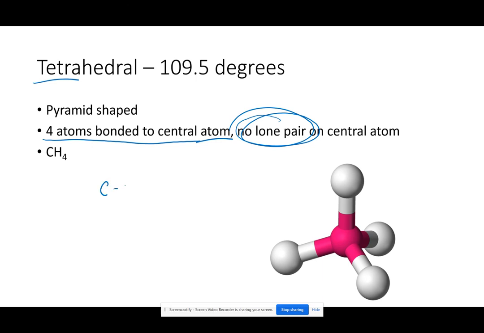And so methane is an example of a tetrahedral, where in tetrahedral, it's a little hard to tell in the 3-dimensional picture, but it is perfectly symmetrical. If I was to flip that molecule around, every single time, no matter which side I put it on, it's going to look exactly the same.